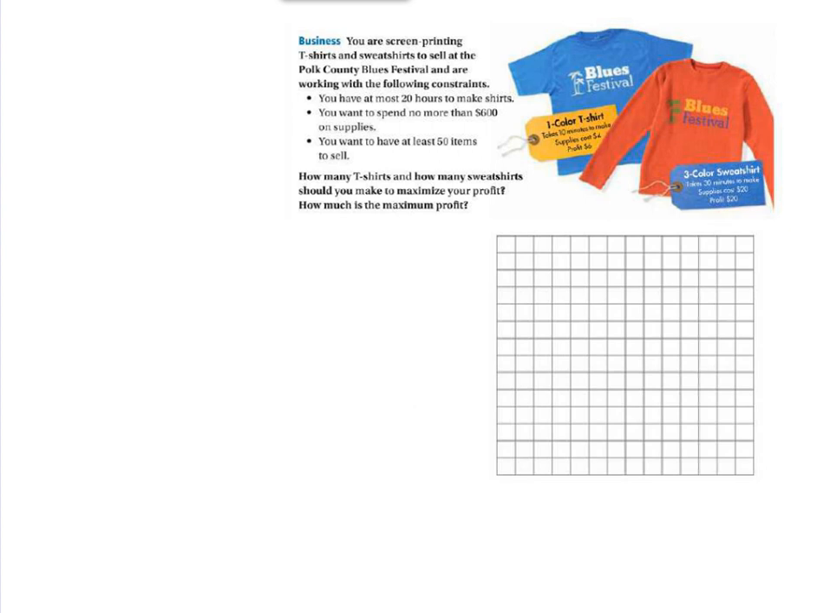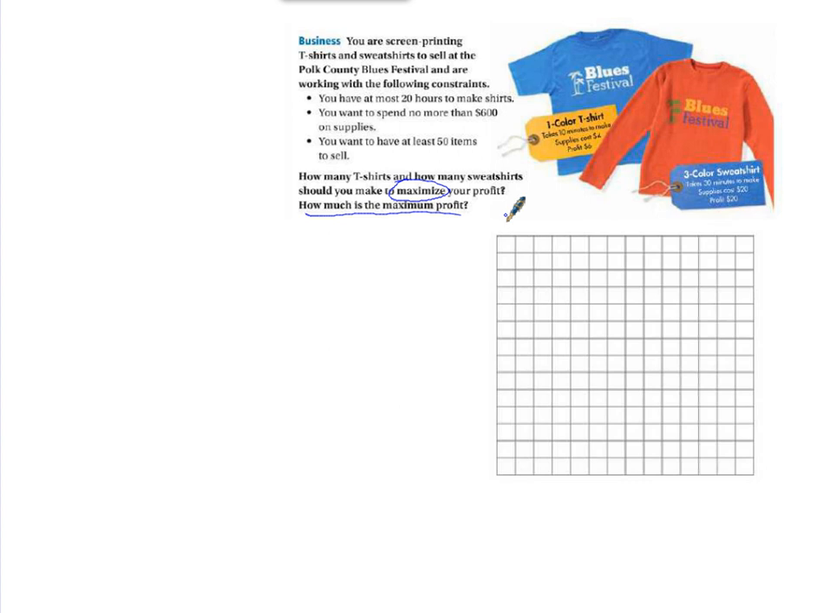But you have at most 20 hours to make shirts. You want to spend no more than $600 on supplies. You want to have at least 50 items to sell. So these are your constraints. From this information, you will create a system of inequalities and then graph them, come up with a feasible region, generate a function to maximize or minimize. In this problem, it says how many t-shirts and how many sweatshirts should you make to maximize your profit. And it also says how much is that maximum profit.